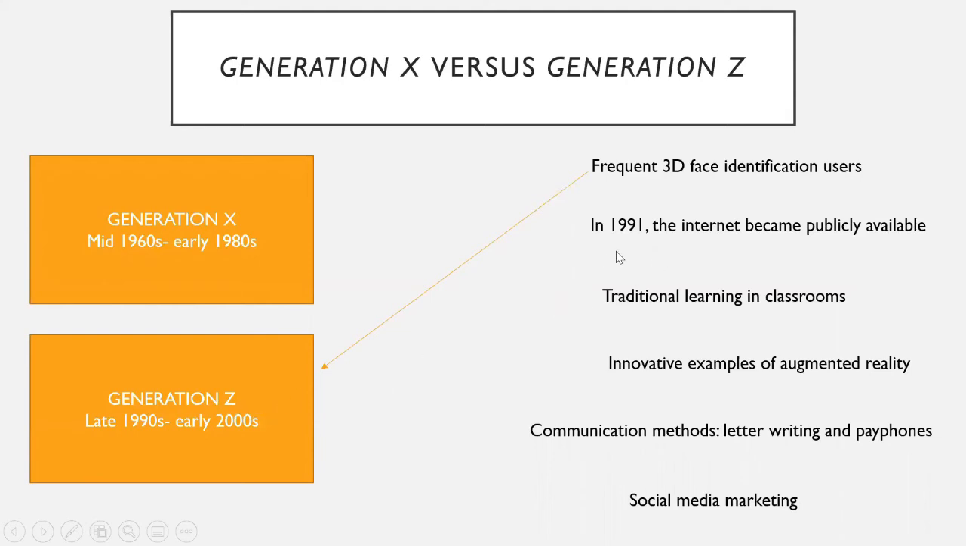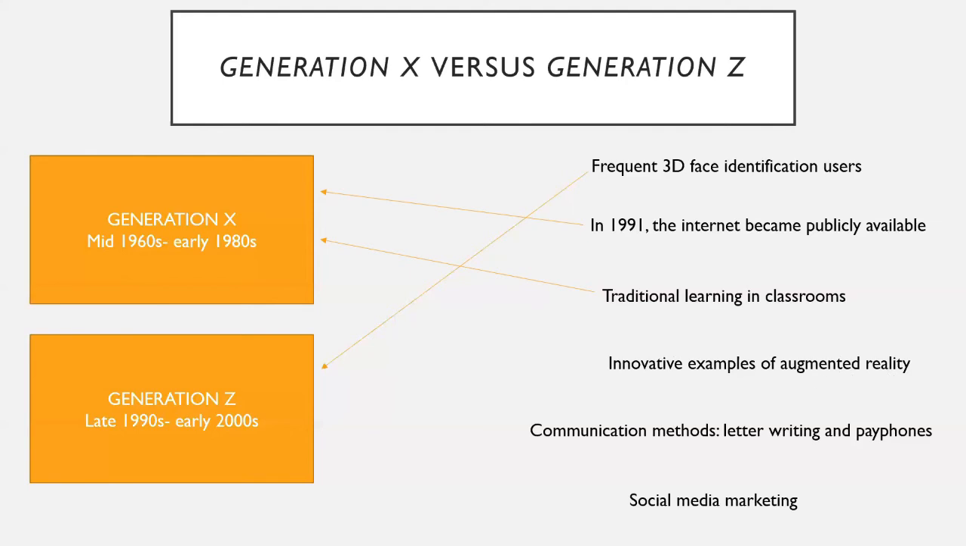Next one, in 1991, the internet became publicly available. Which generation relates to this characteristic? Generation X or Generation Z? I would say Generation X. And then traditional learning in classroom relates to Generation X again. And then innovative examples of augmented reality.